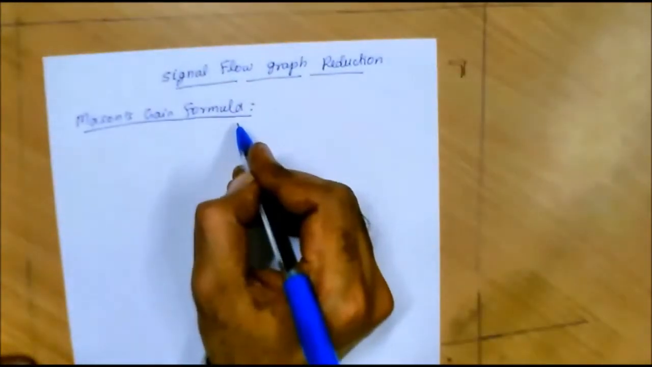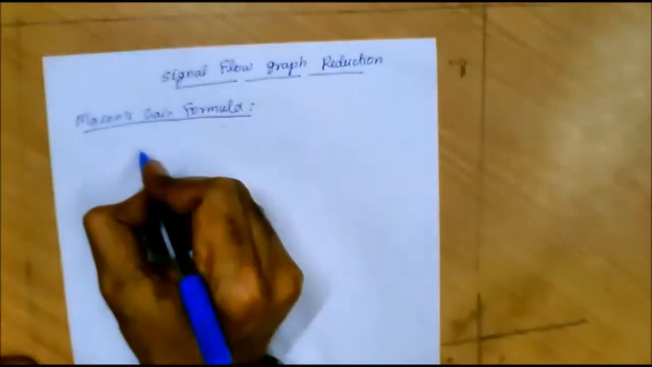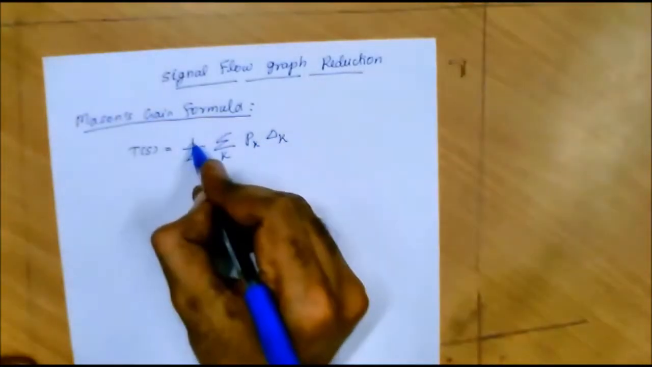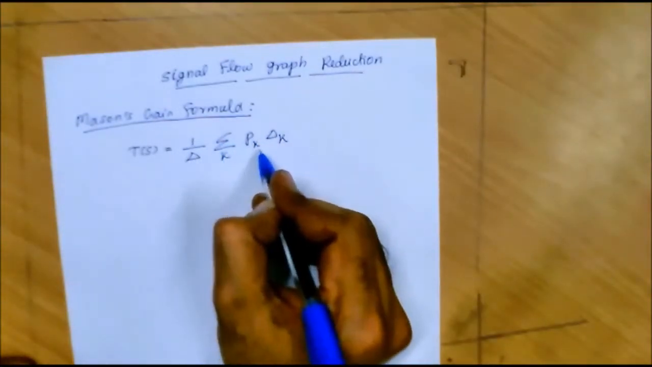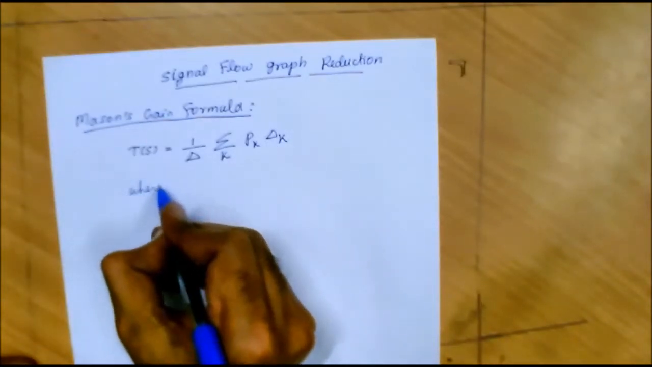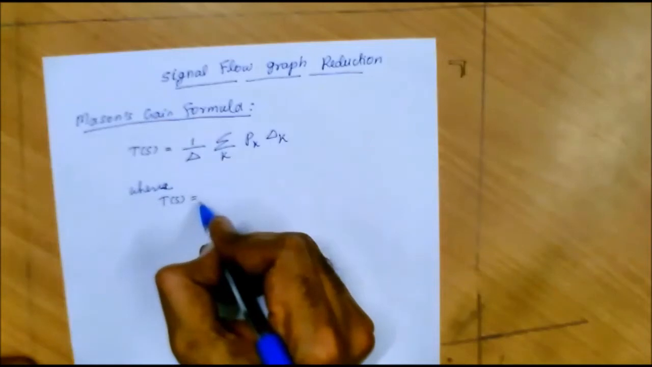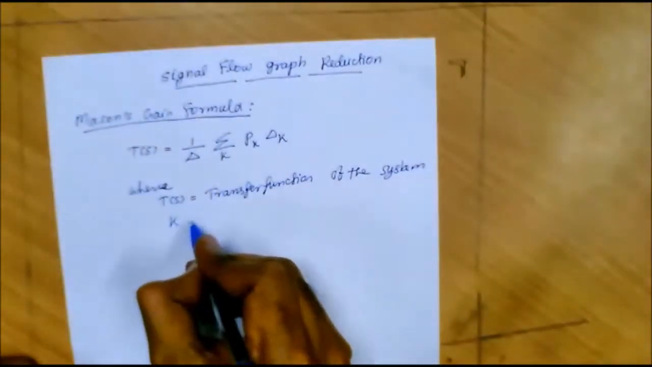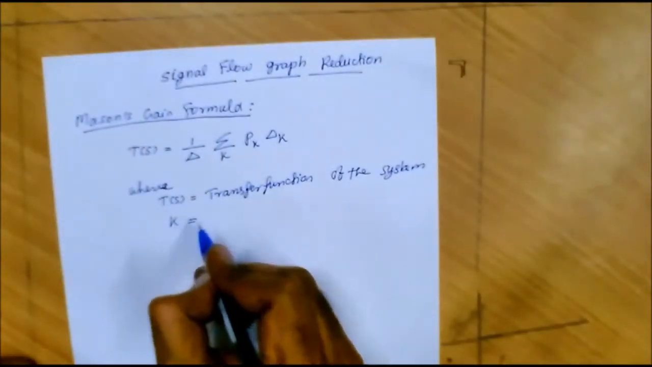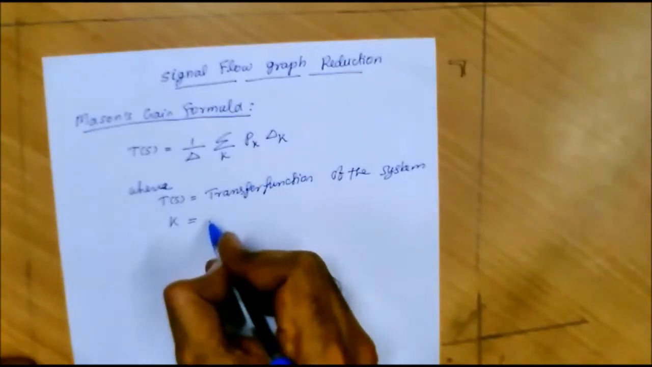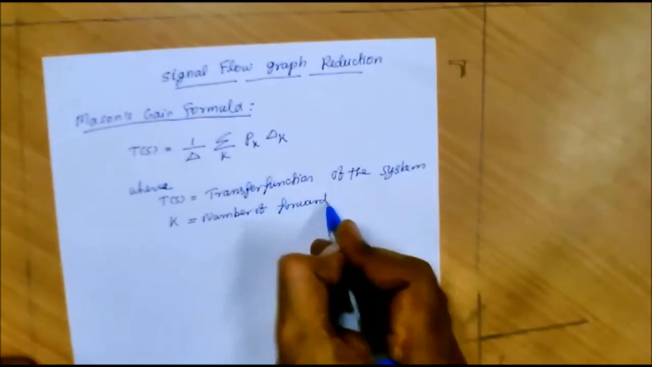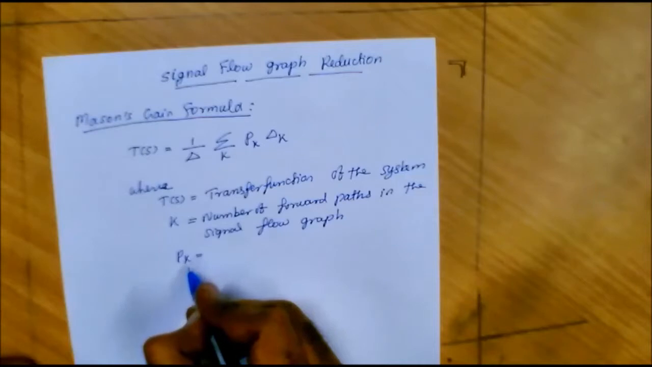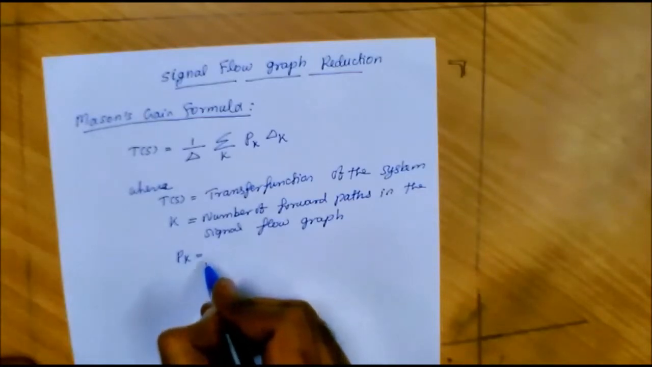According to Mason's gain formula, the overall transfer function of the system, T(s), is equal to 1/Δ times the summation over k of P_k Δ_k. T(s) is the transfer function of the system. K is the number of forward paths present in the signal flow graph. P_k is the forward path gain of the kth forward path.